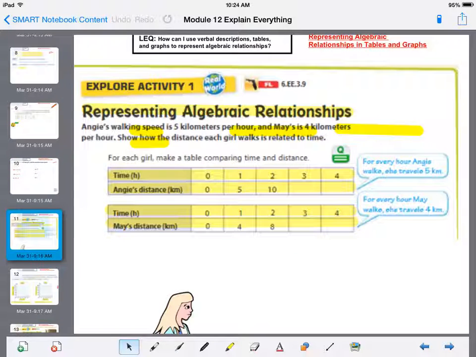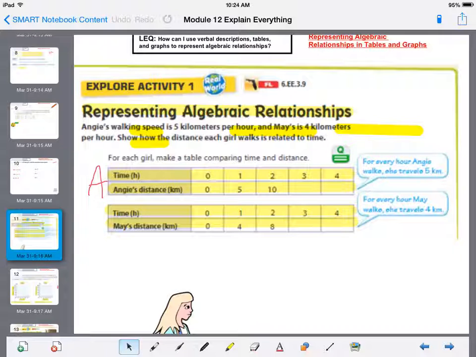In this slide, we're going to represent algebraic relationships. We have a young lady, Angie, who's walking at a speed of 5 kilometers per hour, and May is walking 4 kilometers per hour. So we have two different tables to show how the distance that each girl walks is related to time. Let's take Angie first.